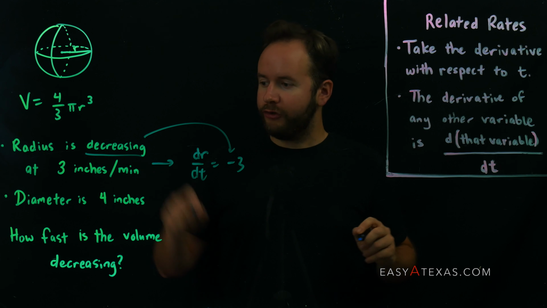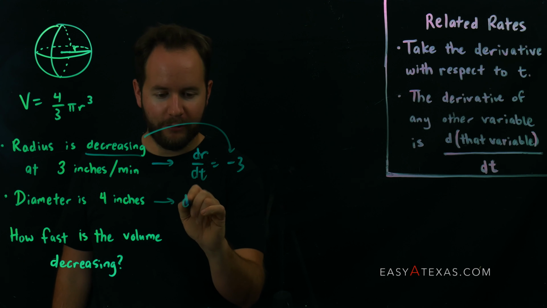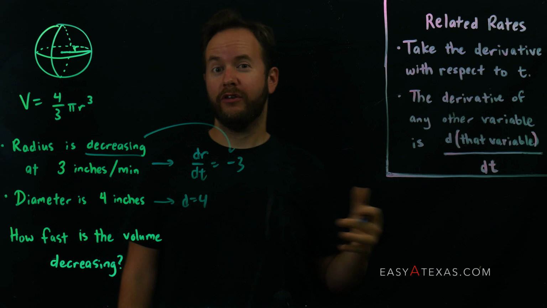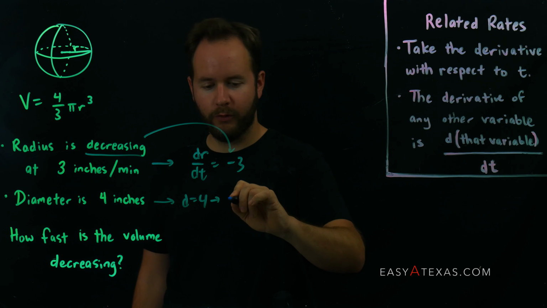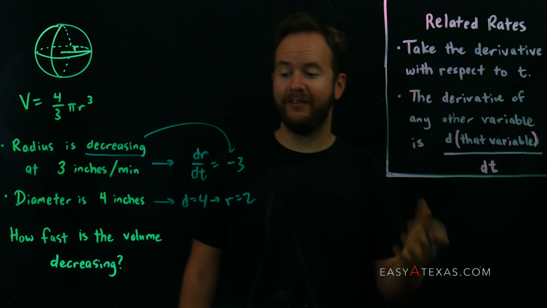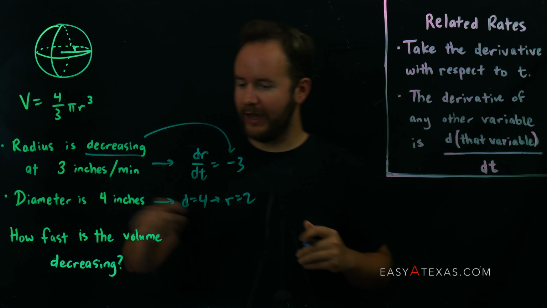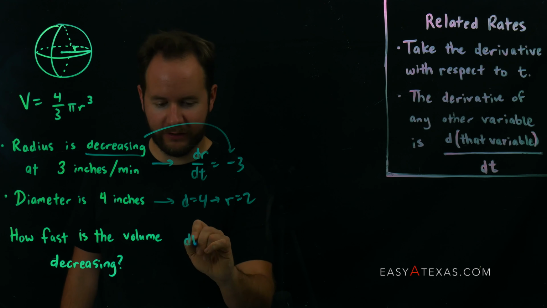We're also told the diameter is 4 inches. Now, if the diameter is 4, that's great, but we tend to use things in terms of the radius. So instead of saying d equals 4, we're going to say r equals 2, because the radius is half the diameter.